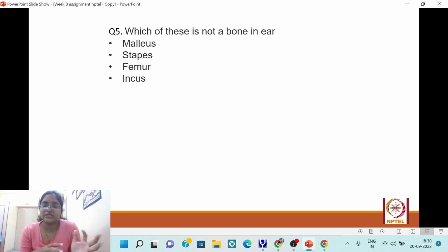Now, from the nervous system, we'll discuss something about ear anatomy. Which of these is not a bone in the ear? Malleus, stapes, femur, incus. This is a very famous question. I think everyone knows the three parts of the ear. Which of these is not a bone in the ear? Malleus, stapes, femur, incus.